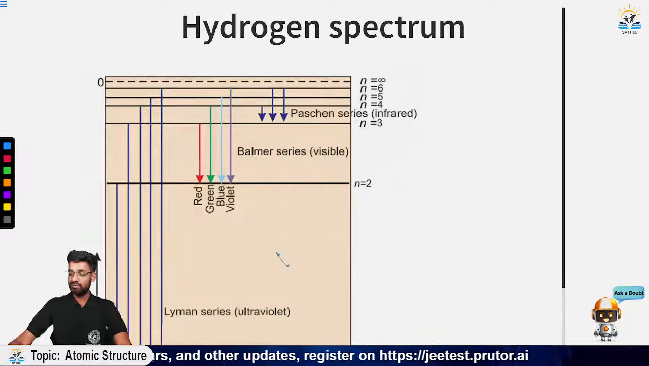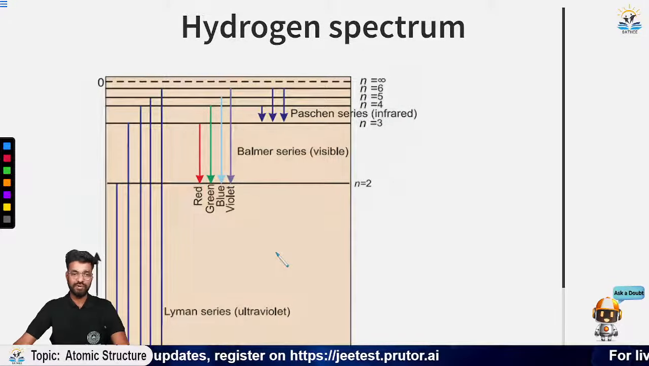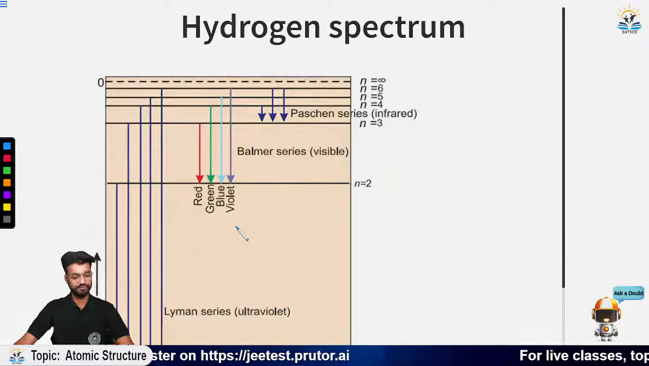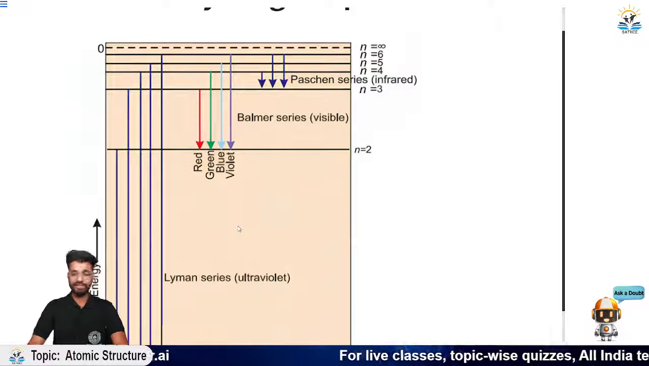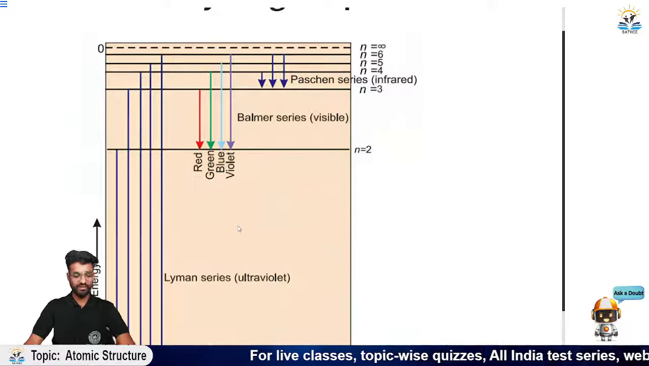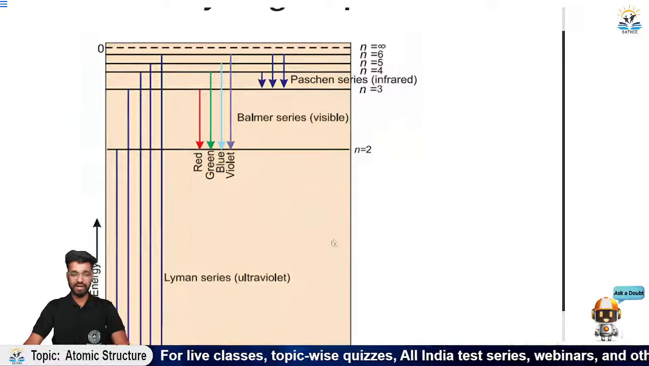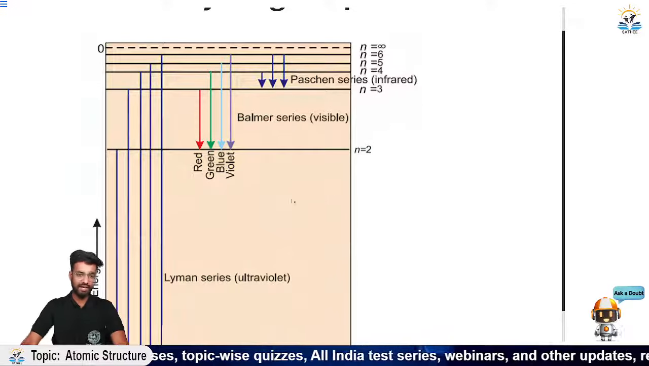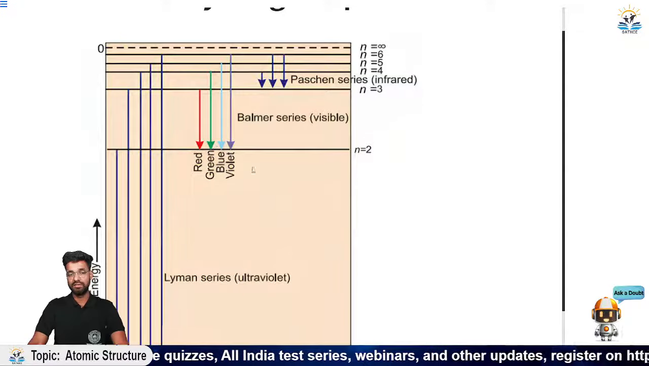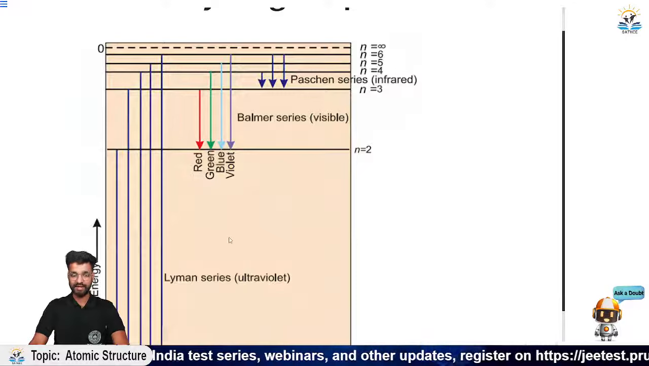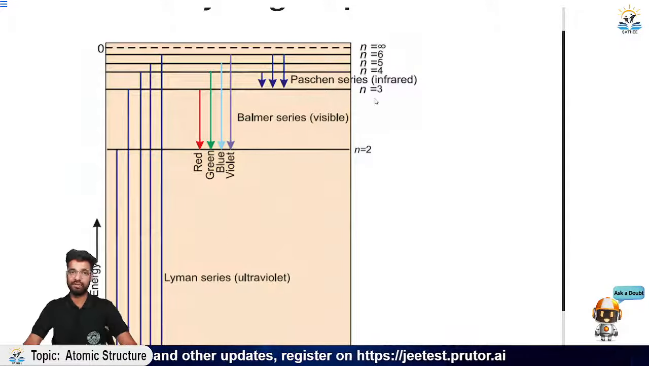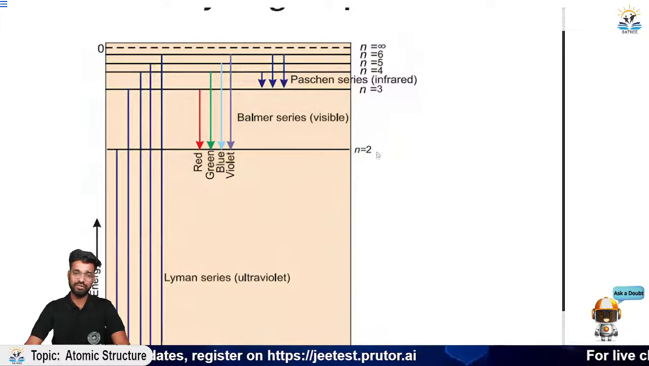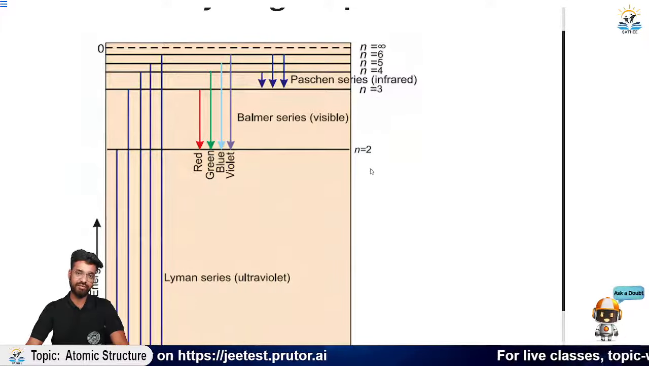Now next we will move to hydrogen spectrum. So what is hydrogen spectrum? Students, whenever we apply light on anything, it absorbs that light, and electrons do get excited in the stationary state, means they move from the lower level to upper level. If we supply energy, then electron goes from lower energy state to higher energy state.